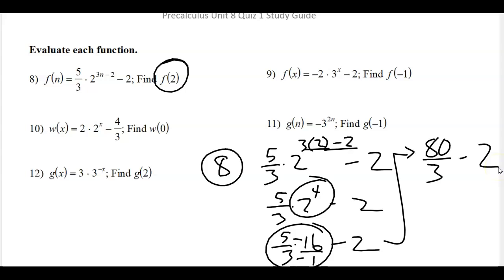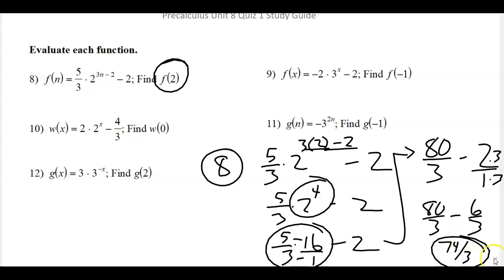Now we need to get a common denominator. So put that over 1, multiply the top and the bottom by 3, and you're going to end up with 6 over 3, and then 80 minus 6 would be 74 thirds is our final answer. Okay? Let's go ahead and do another one.